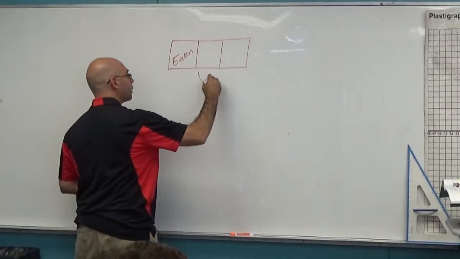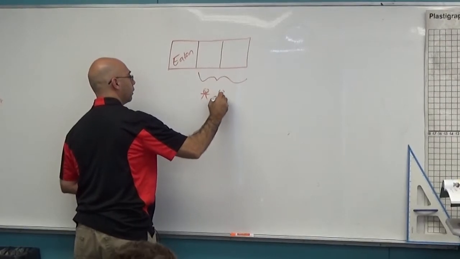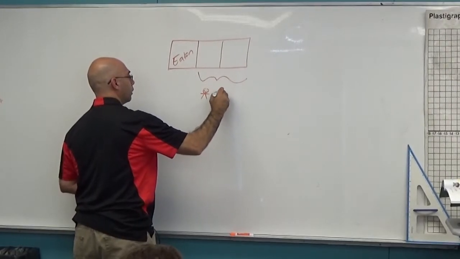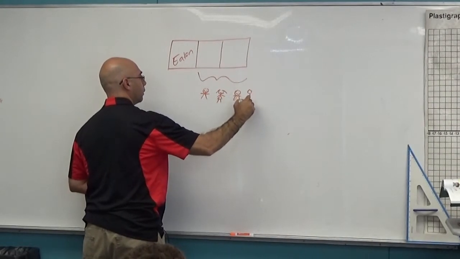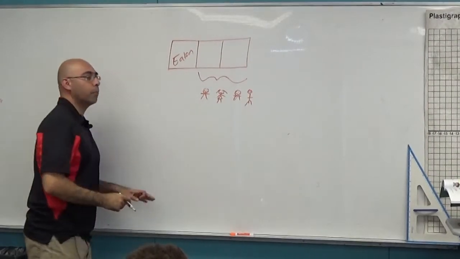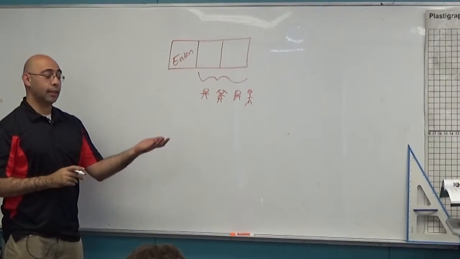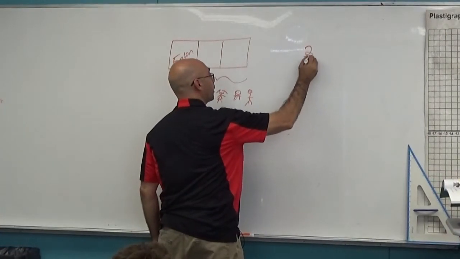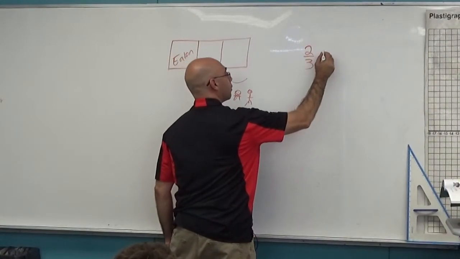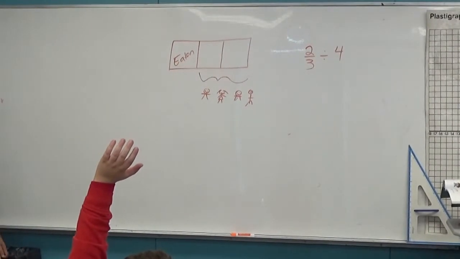Now we got 4 kids over here. We got 4 people right here that need to eat the rest of that, and they need to cut it into equal pieces. My question here is this. You have 2/3 of a pizza, and we're going to divide that among 4 people. How am I going to do that?